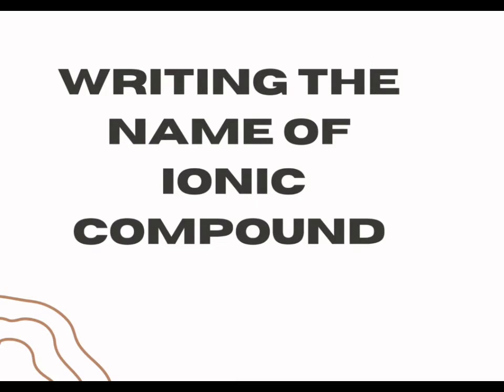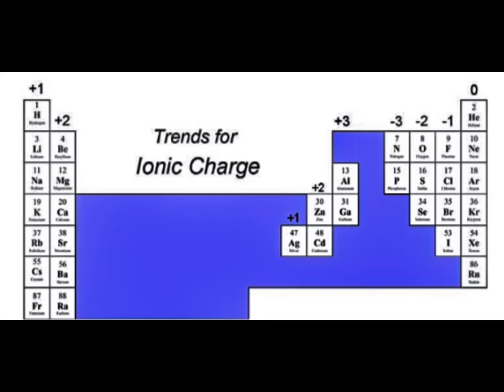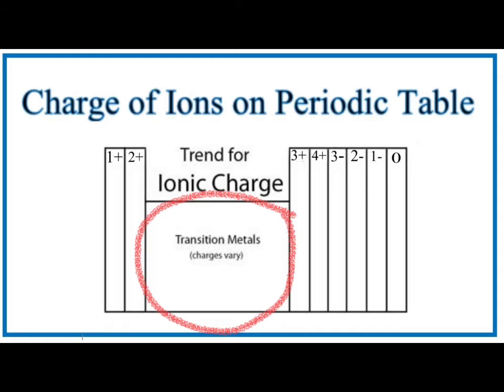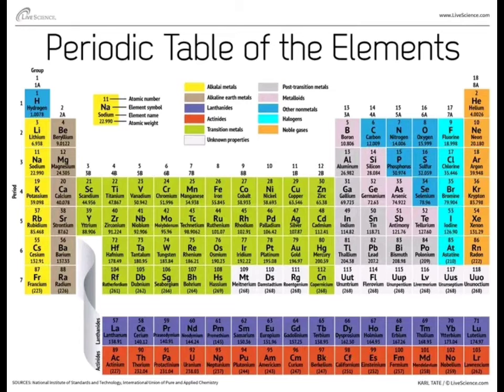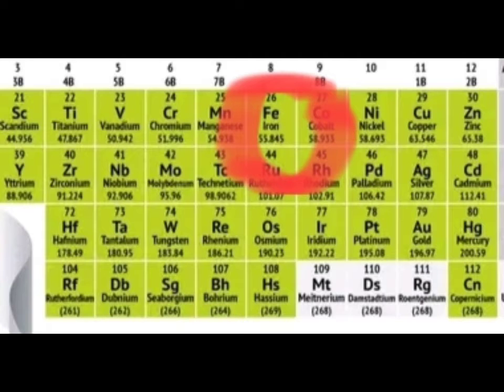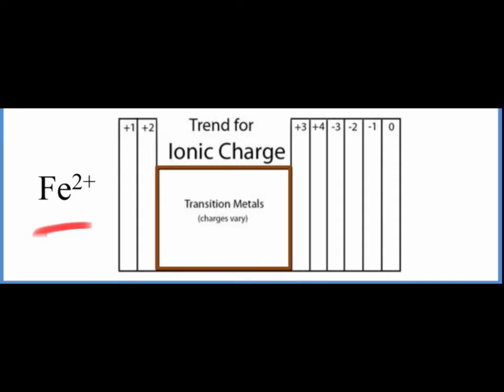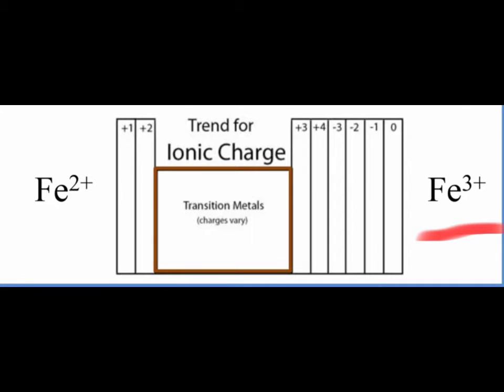When writing the ionic compound, you should know the charges first. So let's take a look at the periodic table. You can see it has categories, which are the metals, non-metals, and transition metals. But in transition metals, we can see there is no charge indicated. It is because the charge of it may vary. It depends on how it bonds. Let's take for example iron, which can have a plus 2 charge or plus 3 charge.